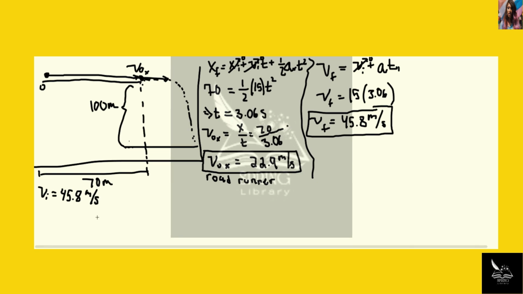So we know that this is also in the x direction. There is going to be no initial velocity in the y direction at all. That's going to be 0. So we have that initial velocity. What we want to do now is figure out the time it takes to get to the bottom.